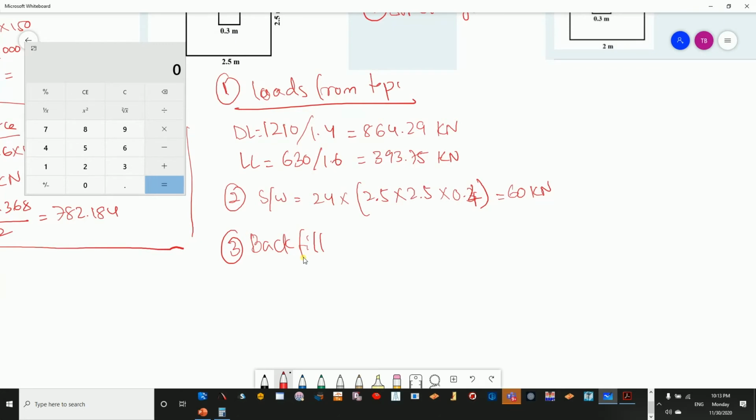once again using the basic properties of civil engineering, you should know that whenever we are talking about a mass, we are talking about a volume multiplied by unit weight. And whenever we are talking about backfill, we are referring to unit weight of soil. So now we have a volume.